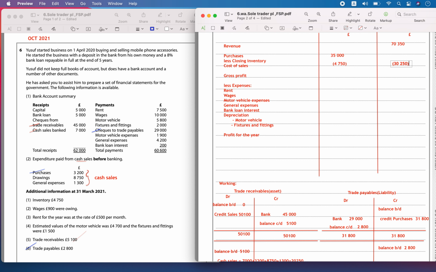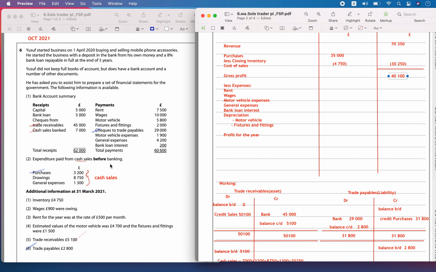Now we have to subtract this from the revenue to get the gross profit. So the gross profit is going to be equal to 70,350 minus 30,250, that is 40,100 is going to be your gross profit. So gross profit is around 40,100. Then we have the expenses calculation.